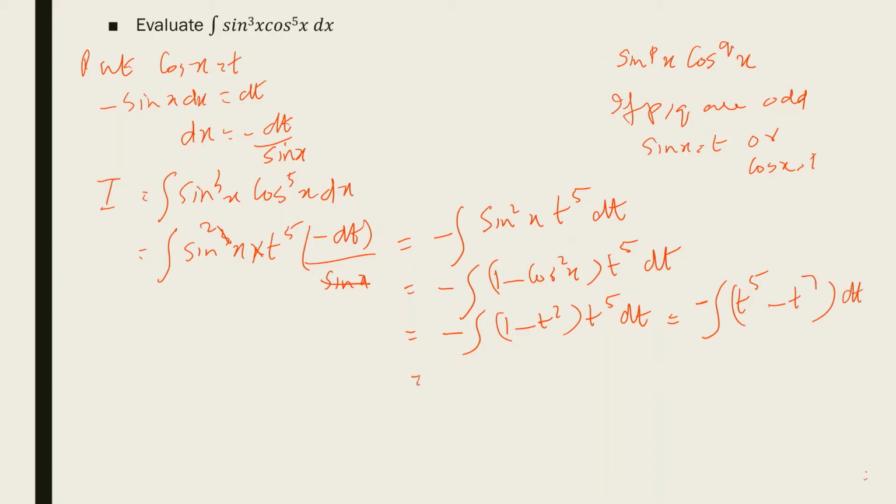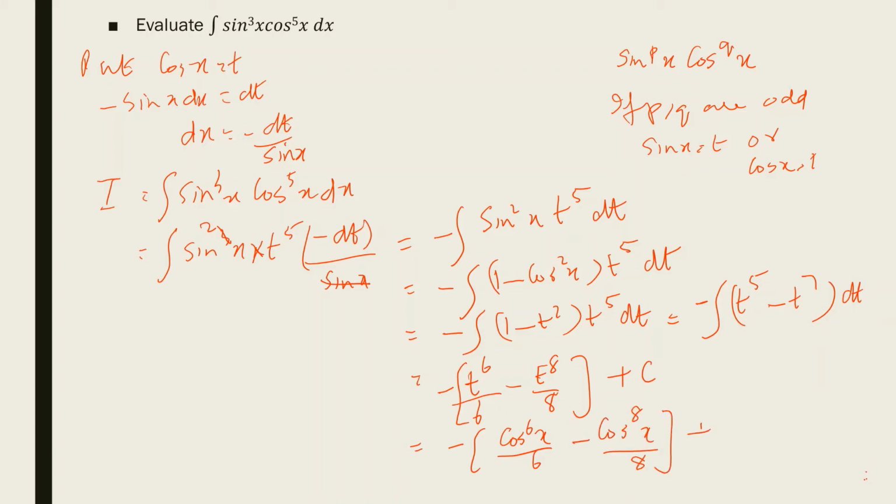Now we will continue the integration. T raised to 5 dt is t raised to 6 by 6. Minus sign is there. Then minus t raised to 7 will be t raised to 8 by 8 plus c. Now we can give back the value of t. T is cos x. So minus cos raised to 6x by 6 minus cos raised to 8x by 8 plus c.